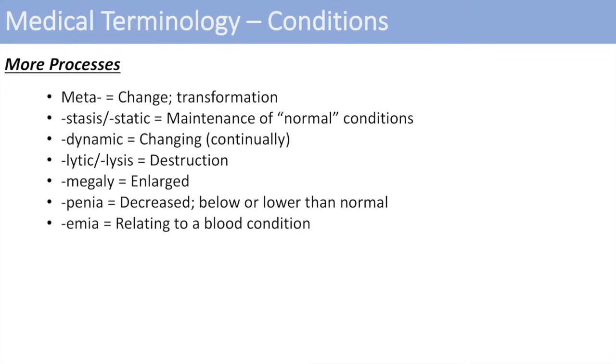Emia is relating to a blood condition, so you can think of anemia. So the next group of suffixes that I want to teach you guys is about medical procedures. Again, there's a lot of medical procedures, so just take notes while I go along.